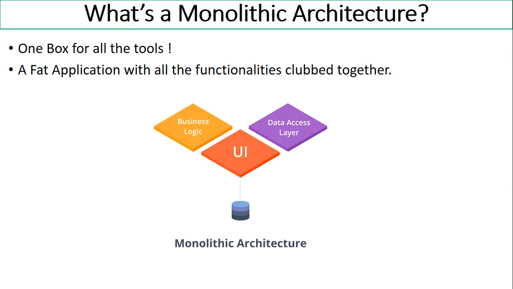So if we talk about monolithic architecture, what exactly is a monolithic architecture? In case of monolithic architecture, you have one box for all the tools. This means that you have a fat application with all the functionalities clubbed together. So in a typical application, you have a UI or front end layer, you have a business logic layer, you have a data access layer, and you have a backend database which is persisting your data.